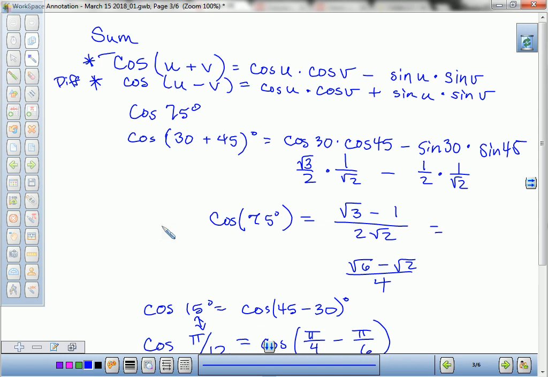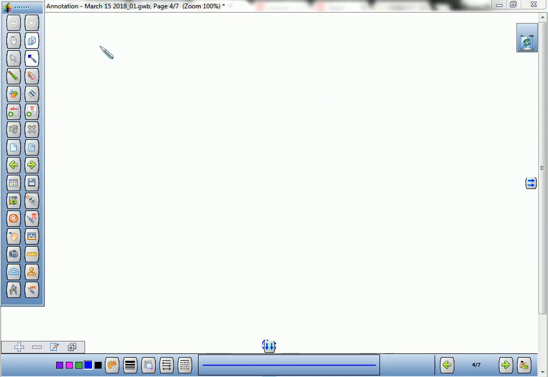Wait, can I guess what sine is? I can do it. Yeah. It's sine times cosine. Sine's a little different. Is it division? We'll do a sum.